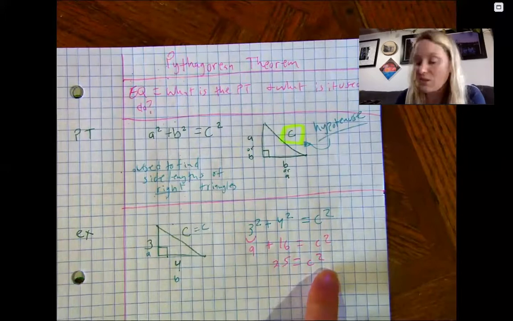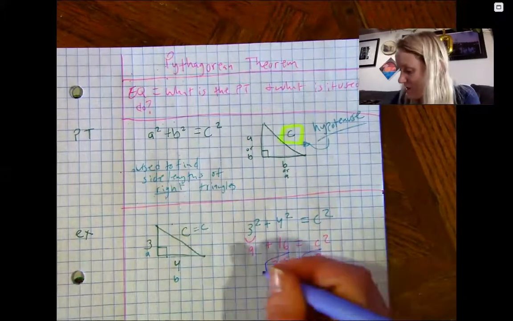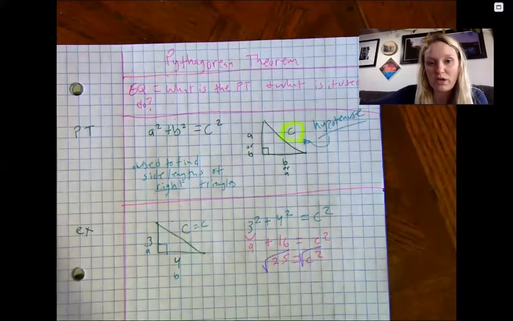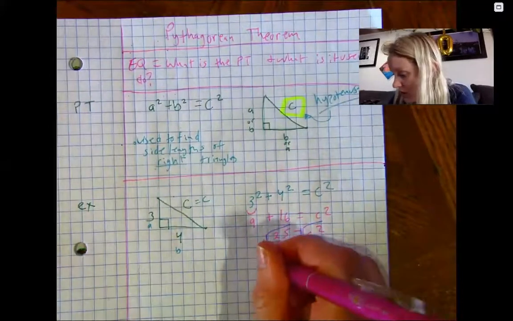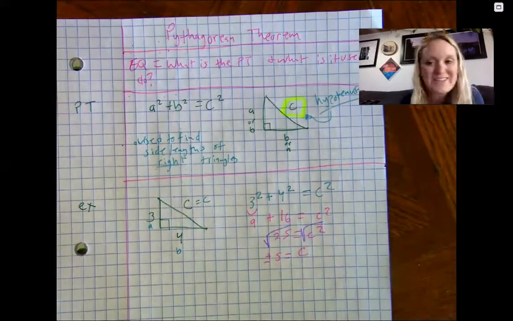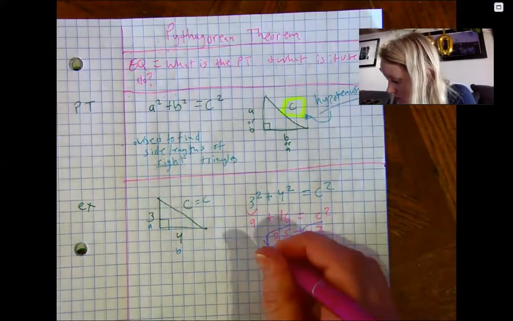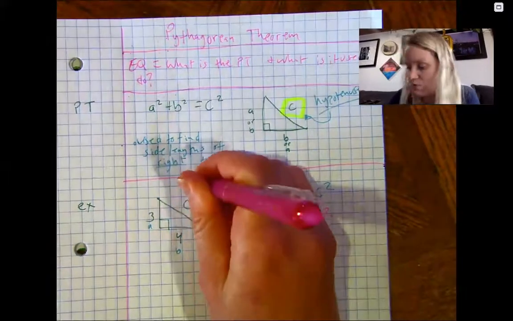So what's the opposite of squaring? Square rooting. The opposite of squaring is square rooting, and what I do to one side, I must do to the other. So then I get left with the square root of 25 is positive or negative 5 equals c. Well, we know that side lengths can't be negative, so we know that c is just positive 5. This length c is positive 5.